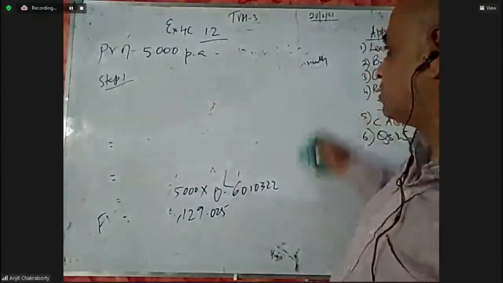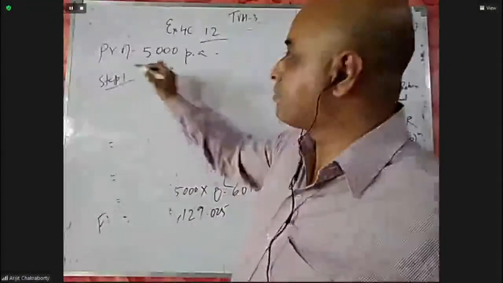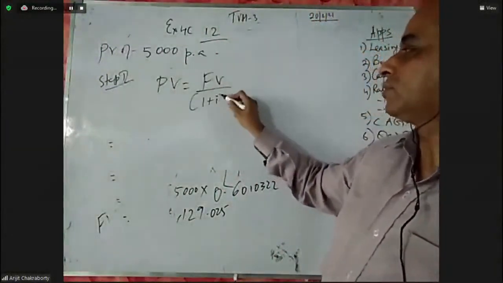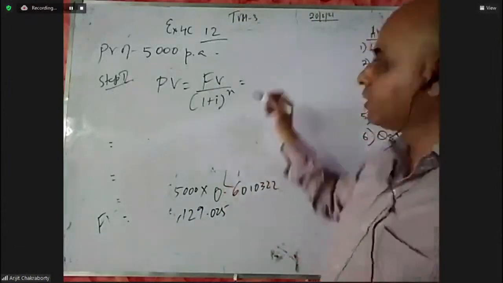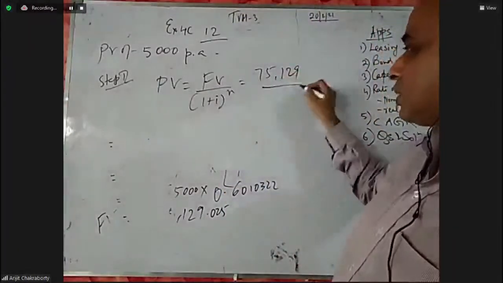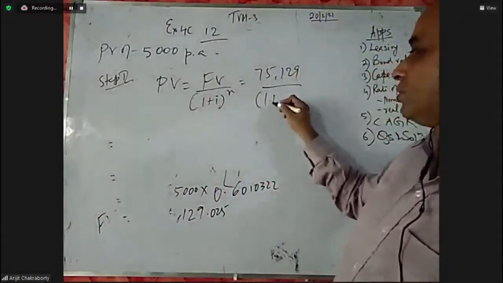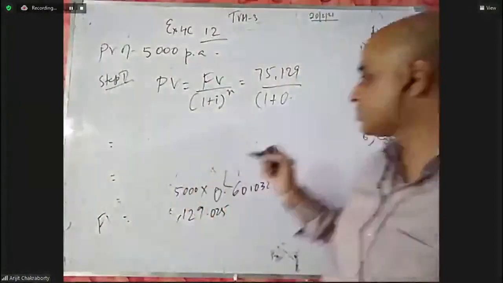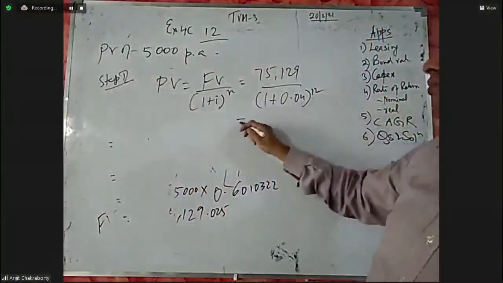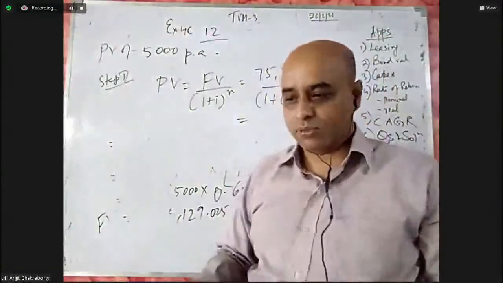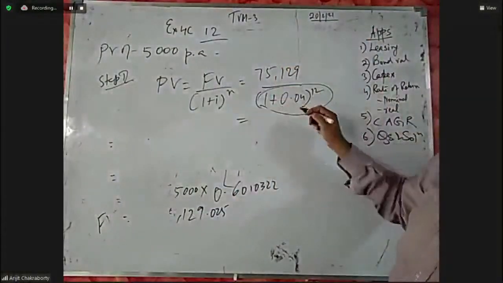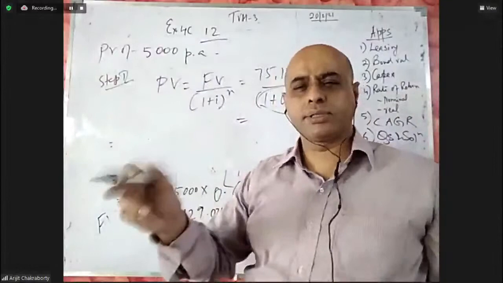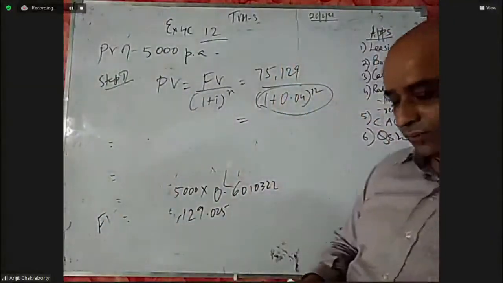75,129. This is the future value. So we have to find the present value. So step 2: present value is equal to future value divided by 1 plus I to the power n. So future value is 75,129 approximately, and for 1 plus I to the power n, we do the same calculation which we have done earlier. The interest rate was 4%, so 1.04 to the power 12. We were getting 1.6010322.